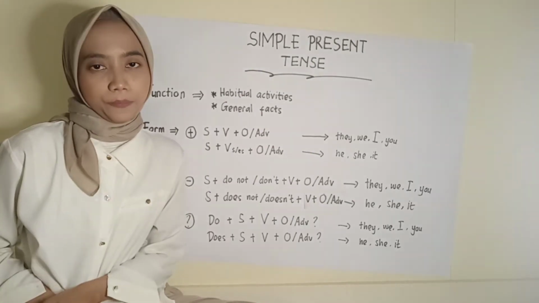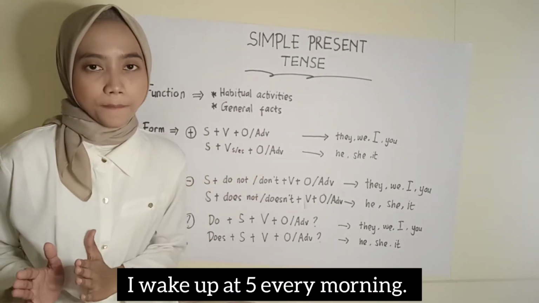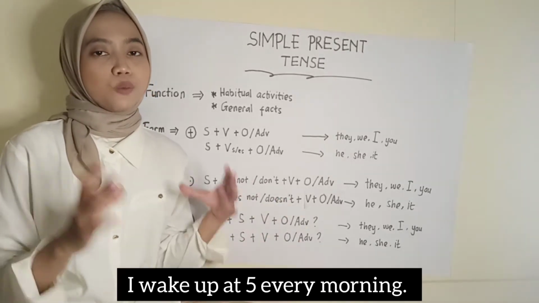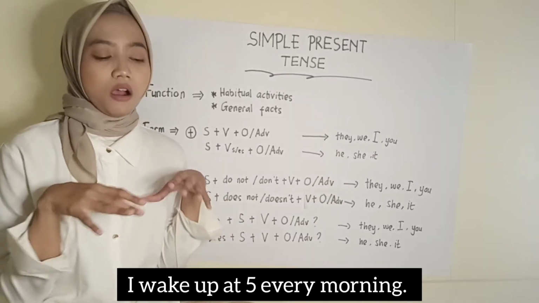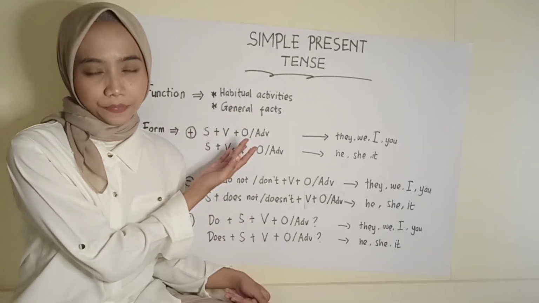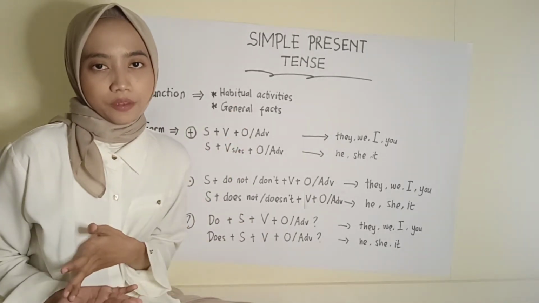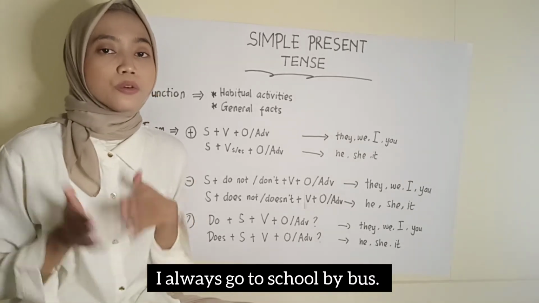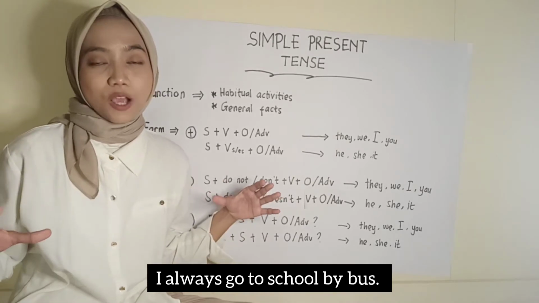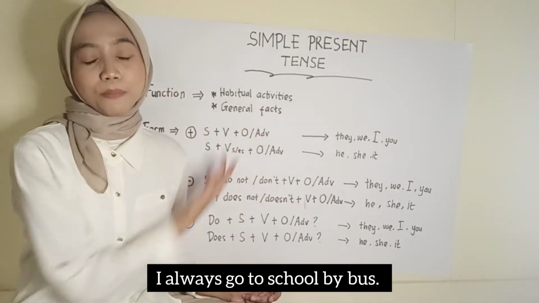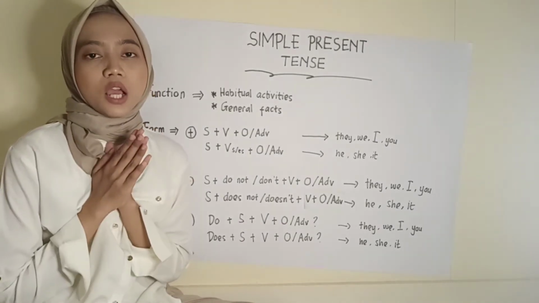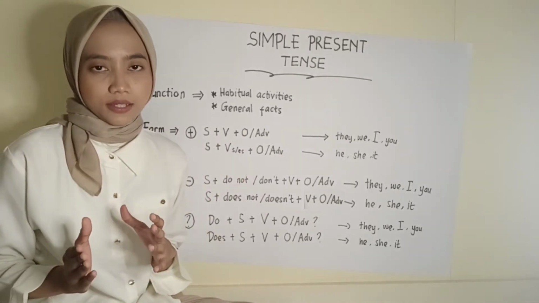For example, I wake up at 5 every morning. The adverb every morning indicates that we use simple present tense. Another example, I always go to school by bus. The word always also indicates that we use simple present tense because it tells us that it frequently happens, right?